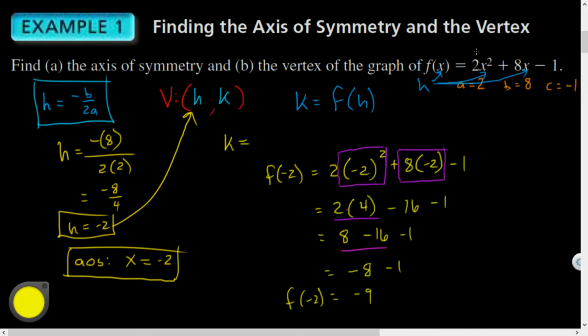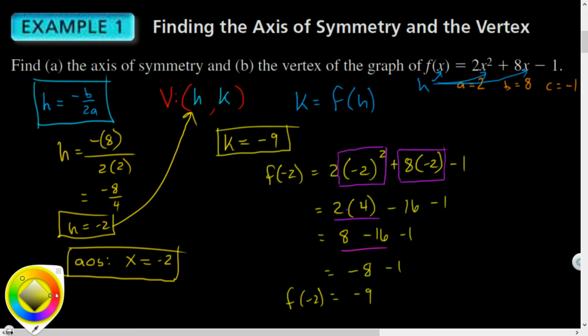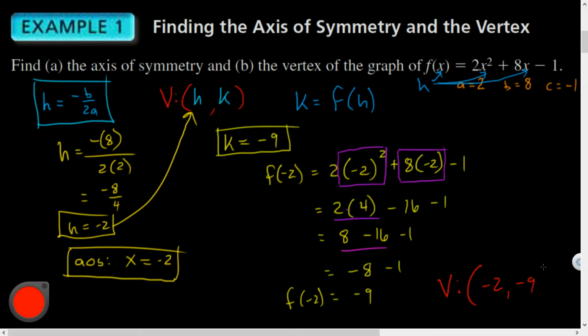That's basically what I did, was I plugged in negative 2 in the equation here and found out what the output was. And I'm telling you that that will also be the y-coordinate of our vertex. So h is negative 2, k is negative 9. And that means our vertex is (-2, -9). Now, I want to graph this in Desmos for us and just verify this.